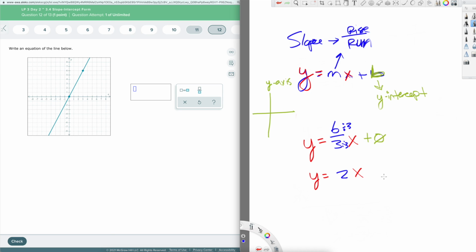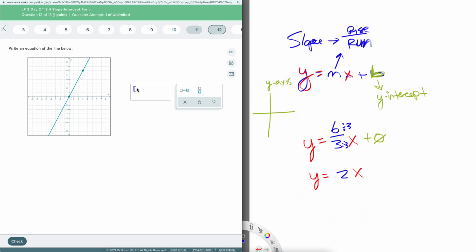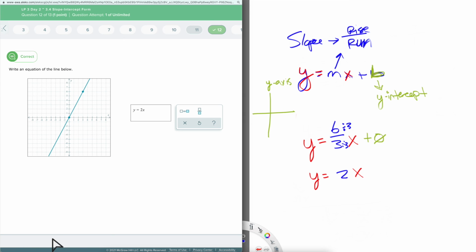So that's another thing. If I don't see a number being added or subtracted, it doesn't mean that the y-intercept doesn't exist. What it means is that it's going through 0, 0. So it's going right through the origin, is what that means, if I don't see this y-intercept in my equation. All right, let's go ahead and click check and continue.